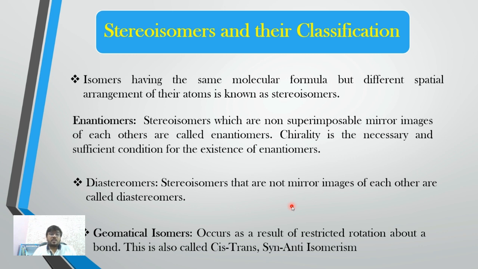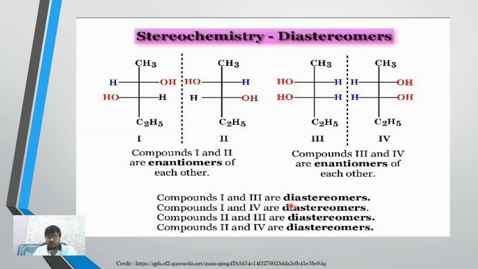In the third one, geometrical isomers. Geometrical isomers are a special class of compounds in which two or more compounds are in such a way that one cannot be interchanged to another by rotation. That means the rotation is restricted, and restricted rotation is generally found in compounds where a double bond is present, or sometimes it is also found in single bond carbons also.